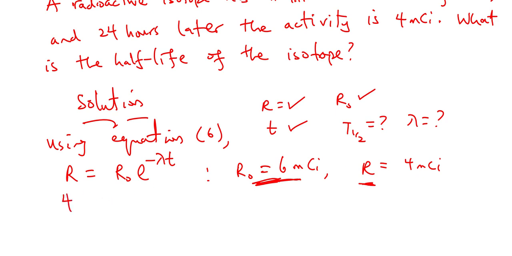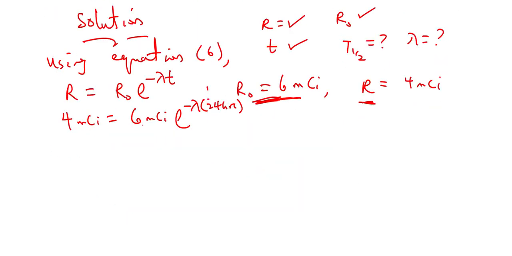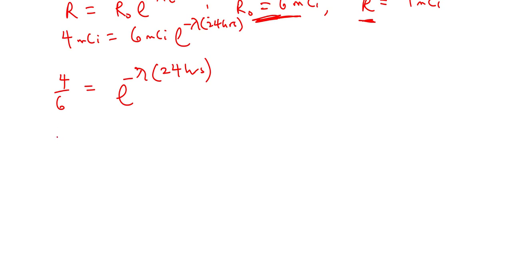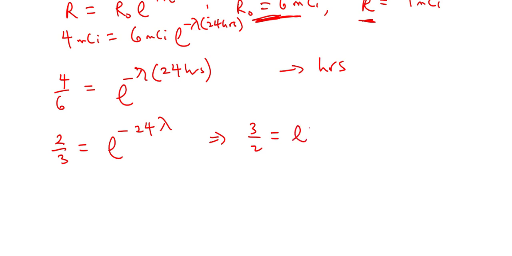So this is 4 millicurie equals 6 millicurie exponential minus lambda, t is 24 hours. So millicurie cancels millicurie. So we have 4 over 6 equals exponential minus lambda 24 hours. We can leave it as 24. Then 4 over 6, that is 2 over 3 equals exponential minus 24 lambda. We know that this 24 is in hours. Then we can write this as 3 over 2 equals exponential 24 lambda.